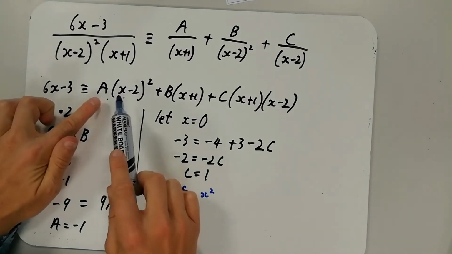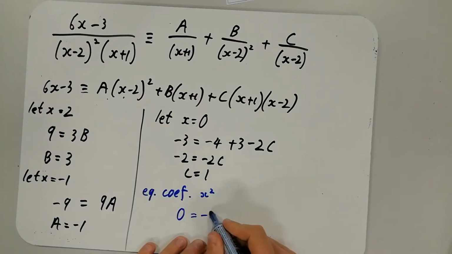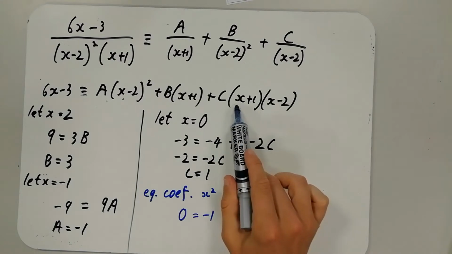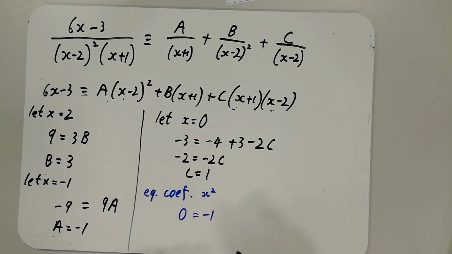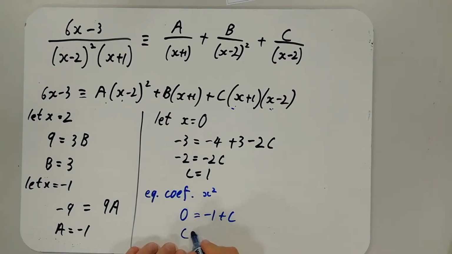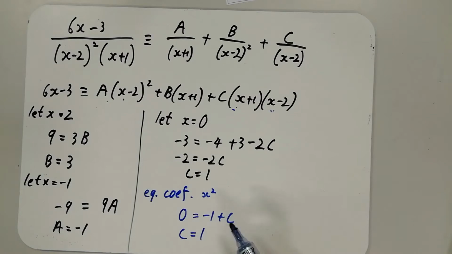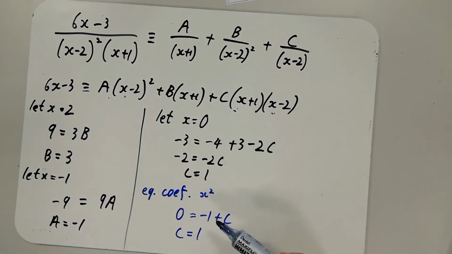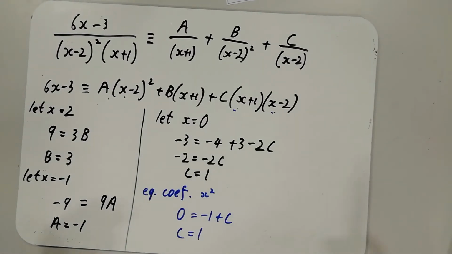I get a lots of x squared from here, so minus 1 of them. And from here, I get c lots of x squared. So minus 1 plus c must equal 0. C is 1. It doesn't matter which technique you use, you'll get the same answer. It's entirely up to you and your personal preference for which one of those two techniques you're going to use.